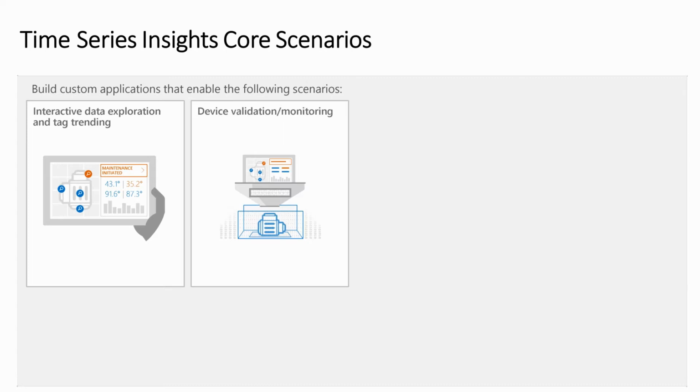Next up is device validation and monitoring. This is when you're standing up an IoT solution and you want to make sure it's working. You want to validate that it's emitting telemetry as it should and that it looks like other devices that you've already connected to the cloud or that you've already brought online. Similarly, as time goes on, you want to monitor and validate that these things are working as you'd expect and that they're typically healthy.